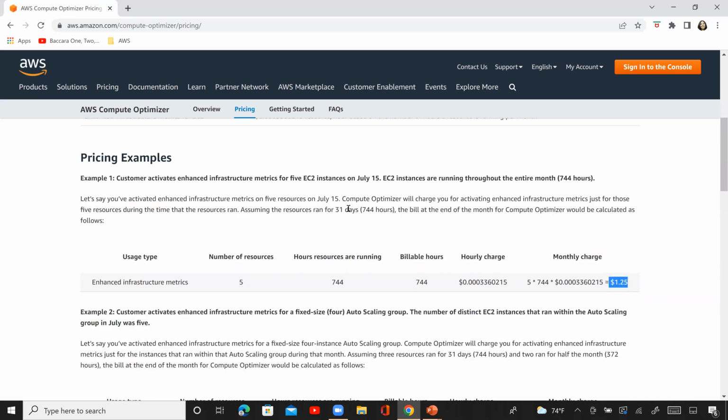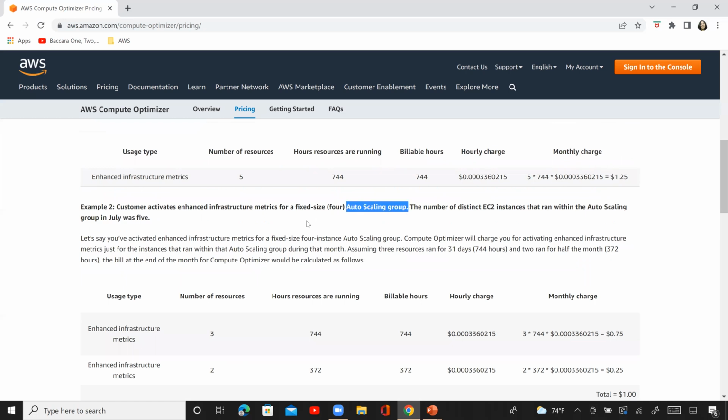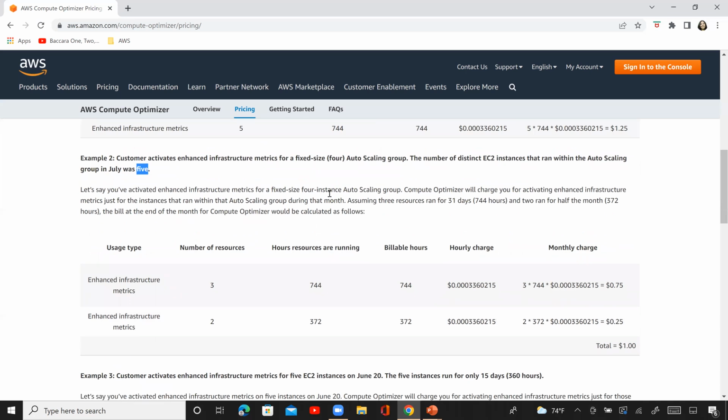Let's say you had an auto scaling group, and initially it was a fixed size of 4, but then you added another instance and it grew to 5. In that case, they are assuming that three resources ran for 31 days, that's the whole month, and two resources ran for half a month, that is 372 hours. These are the billable hours, by the way. So remember, one resource is 25 cents for the whole month. So three resources will be 75 cents.